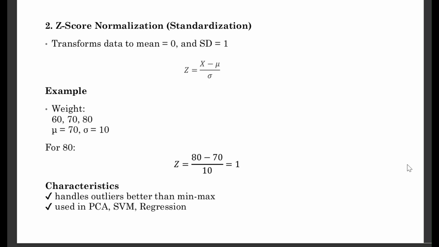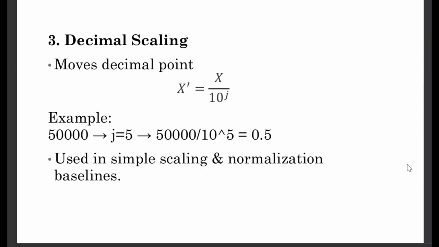Now coming to technique 3, decimal scaling. It moves the decimal point by dividing by a power of 10. Formula is given as x dash is equal to x by 10 power j, where j is chosen to make the values fall between minus 1 and 1. Example, 50,000 is given as j is equal to 5. That gives 50,000 divided by 10 power 5, which gives 0.5 as the answer. It is simple but effective for quick baselines.